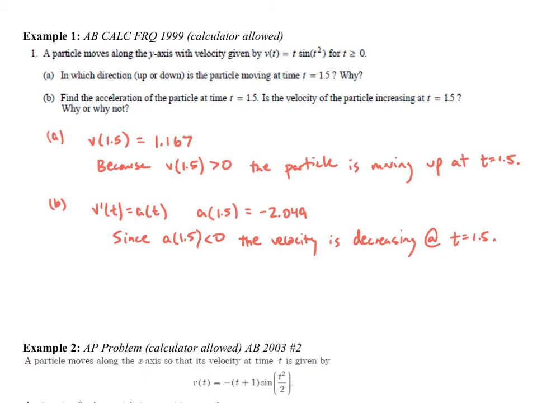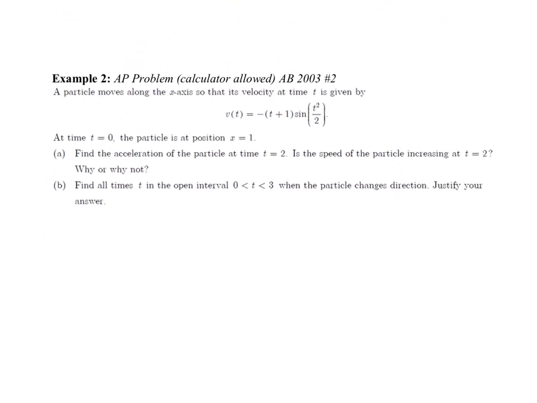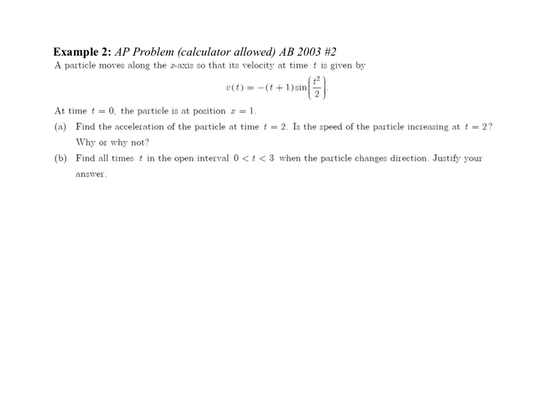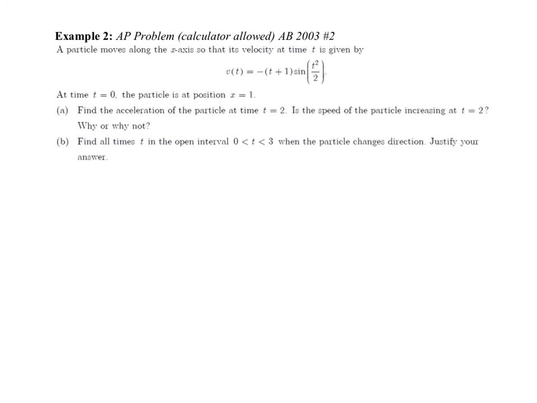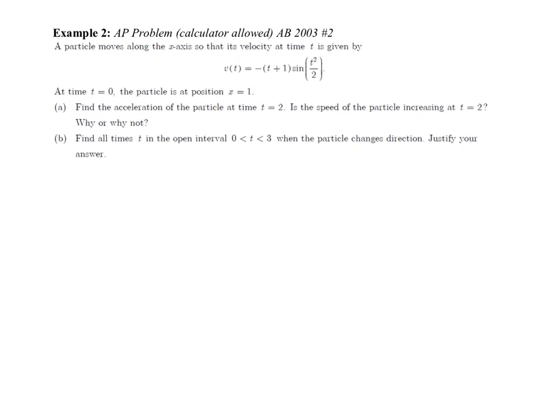Okay, so let's go ahead and move on to example 2. So with this one, we have a calculator problem, and similar to the first one, you'll want to put the velocity into y1 in the calculator so we can analyze it, make sure it's in radian mode, and we do have the information that at time 0, the particle is at a position of x equals 1. Now keep in mind that we don't have all the parts of the FRQ. We've just pulled the parts that are good practice for this section. So we actually don't need that information about the position.